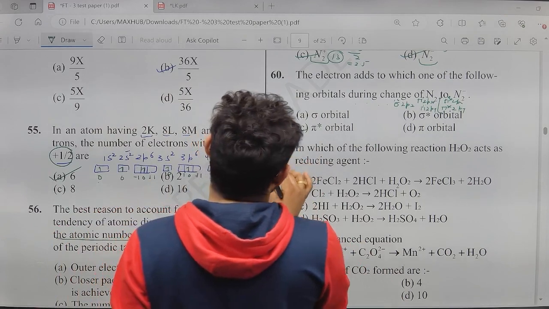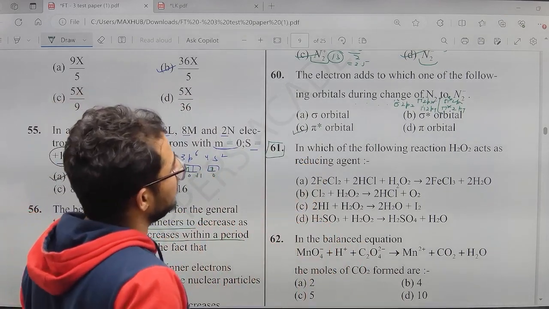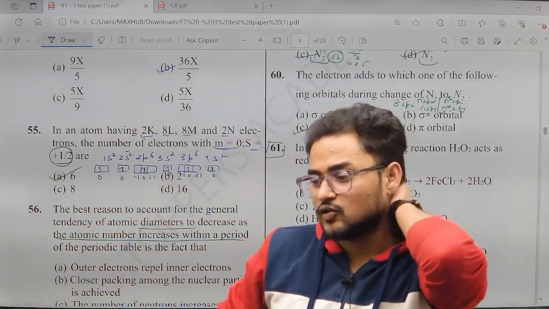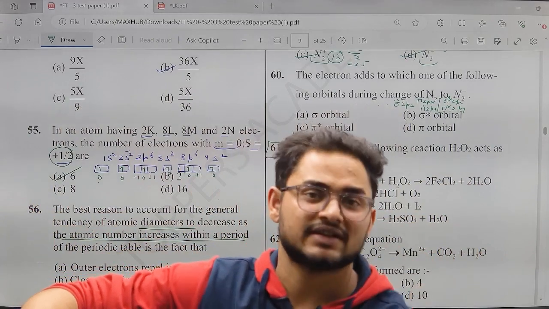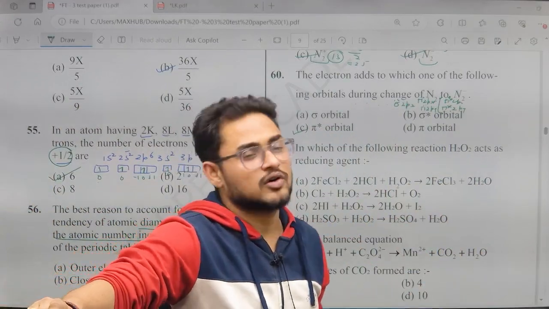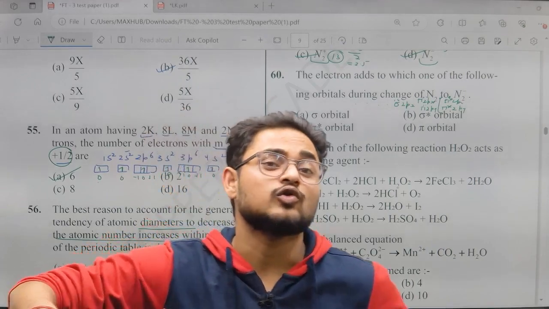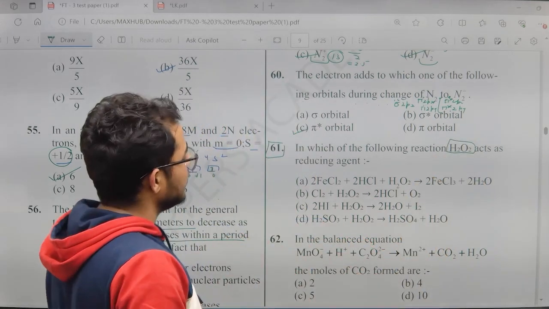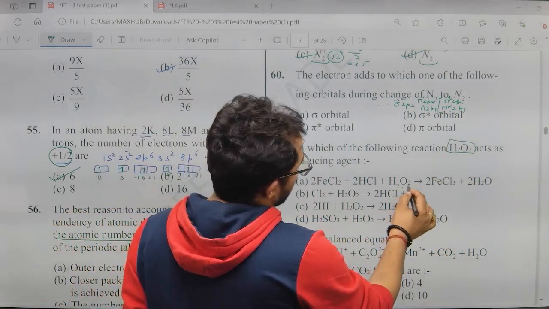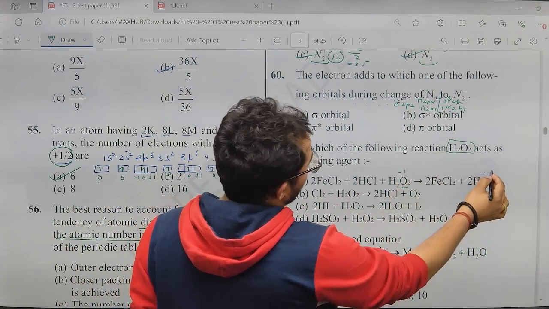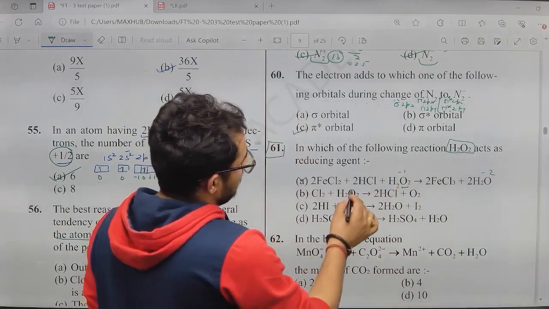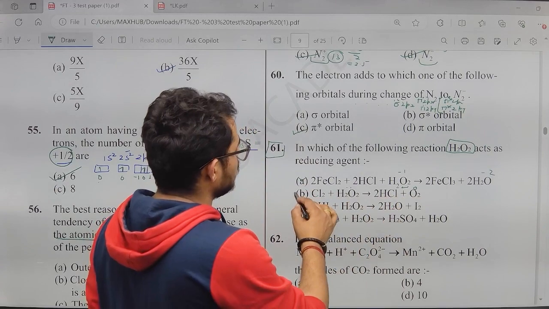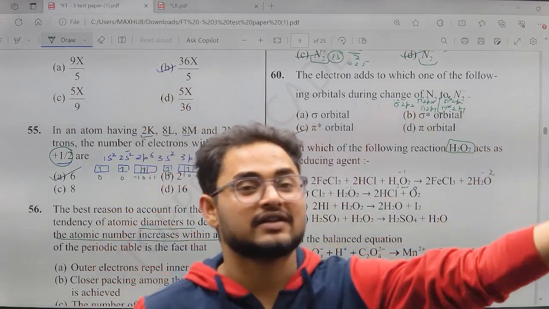Now, question number 61. In which of the following reactions does H2O2 act as a reducing agent? If H2O2 is acting as a reducing agent, that means its oxidation state is going to increase. So I have to see in which case the oxidation state of O in H2O2 increases, that is, it is oxidized. In H2O2 it has -1 oxidation state. Here it has -2, that is a decrease. No, here it is -1 to 0, that means an increase. That means H2O2 is being oxidized and it reduces the other, acting as a reducing agent.